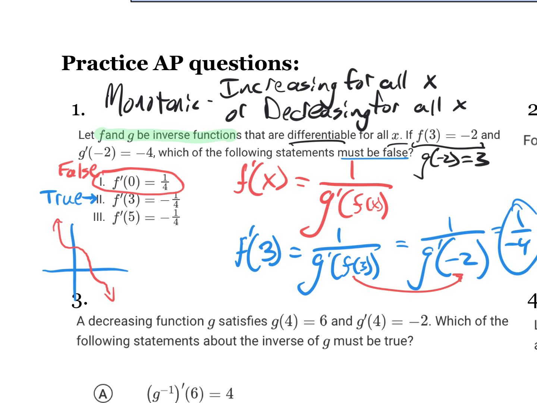So there are some things to think about there for inverse functions. And again, you want to get really comfortable with this definition, this rule right here. All right? Thanks a lot. Good job.